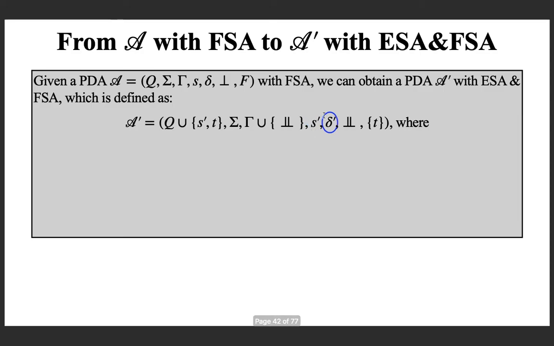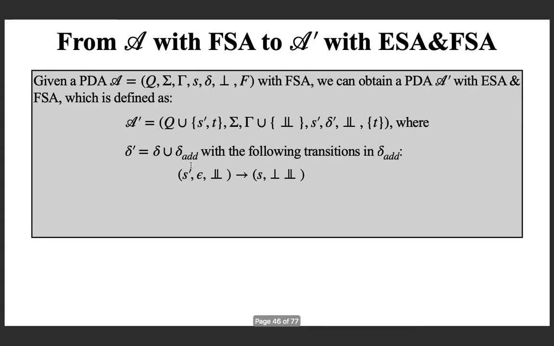I added a number of transitions. Later we can see. The new bottom symbol is the bottom symbol for A prime, and the newly added state T is the only final state for A prime. And what are the transitions? Transitions are all the existing transitions plus some more. Which are the transitions added?